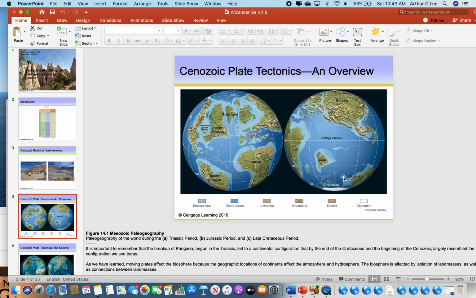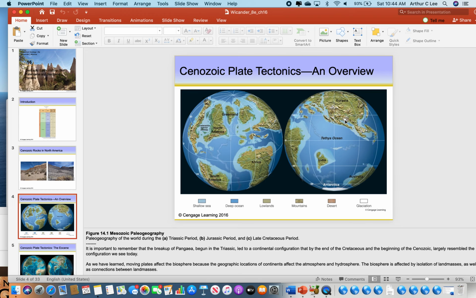First, let's take a look at it before we move forward to the Cenozoic era. At the end of the Mesozoic, you can see that Gondwana has broken up into South America, Africa, India, Australia, and Antarctica. You can also see that Laurasia has broken up so that we have formed North America over here. Here's the Cretaceous Interior Seaway. Greenland had formed. And then here you can see Eurasia.